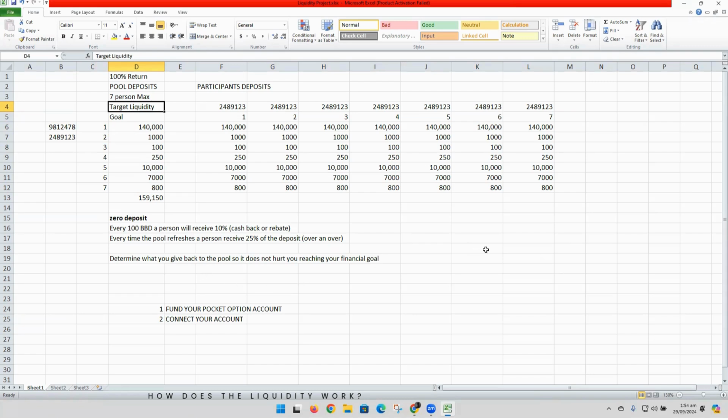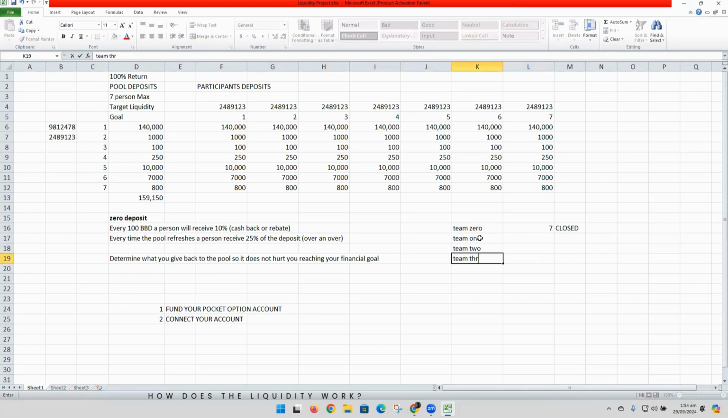Now to make things simpler, we have four teams. Team zero is already full. Since they're the first team, they get to choose what they deposit. To make things safer and more streamlined, each team maxes out at seven persons. So this is seven, and that is already closed. Then there is team one, team two, and team three.